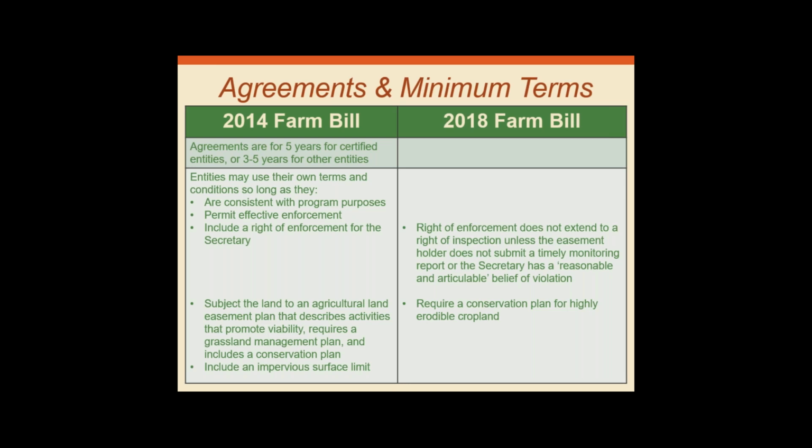Now, here again, we see also the removal of references to the agricultural land easement plan that was permanently in the section of the bill that talked about the permanent minimum deed terms required in the easement. That has been removed and replaced instead with, as I mentioned before, a conservation plan that applies to highly erodible cropland.